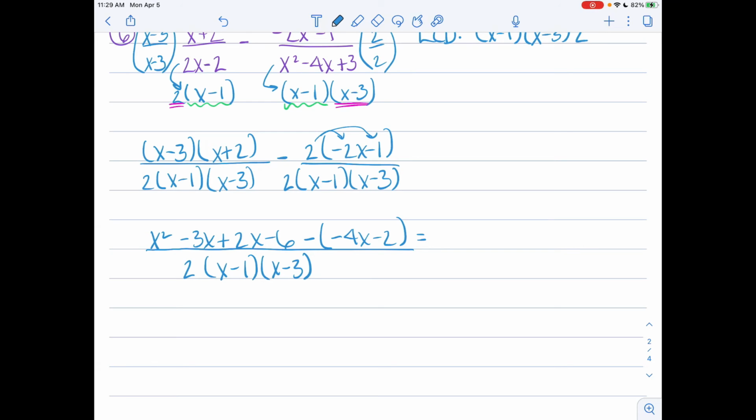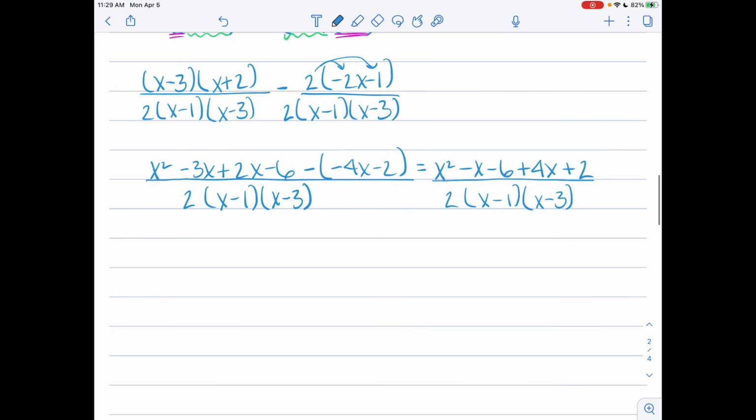Let's keep going here. I can combine the negative 3x and the 2x. So I'll have x squared minus x minus 6. And then I'm going to distribute the negative sign to each of these terms, which will leave me with a plus 4x and a plus 2. This whole thing is continuing to be over our LCD denominator.